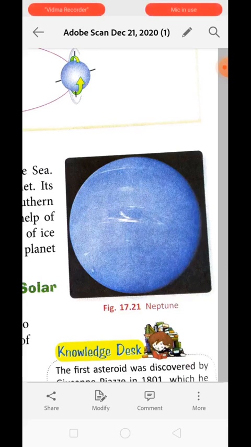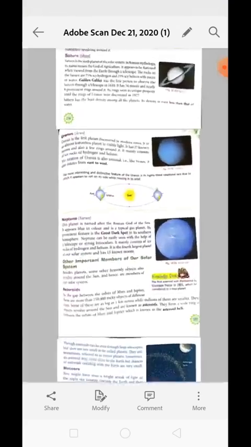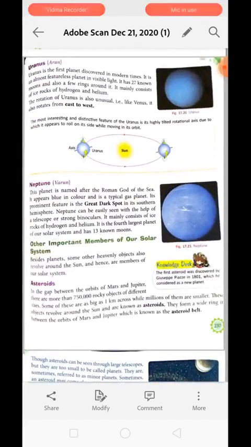Neptune can be easily seen with the help of a telescope or strong binoculars. It mainly consists of ice rock of hydrogen and helium. It is the fourth largest planet of our solar system and has 13 known moons. Now we have talked about moons. Moons are the natural satellites present in the night sky which revolve around the planet. Okay, so these are the things we have talked about up to Neptune.